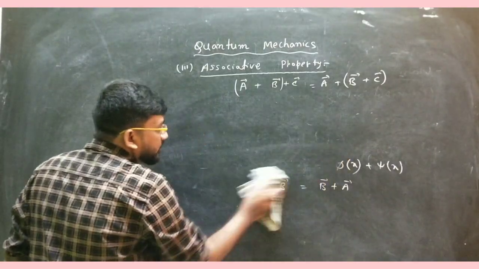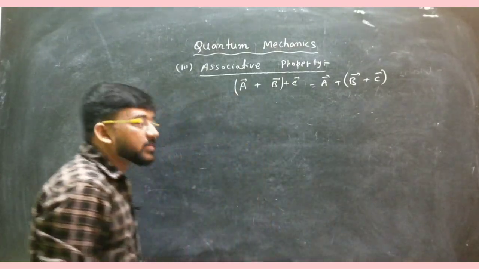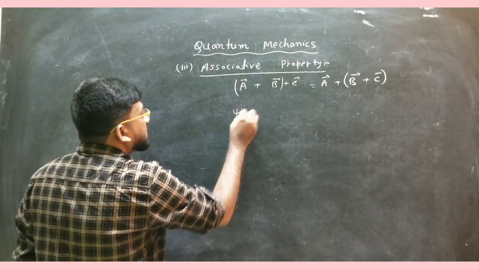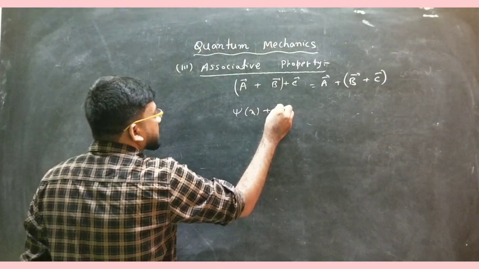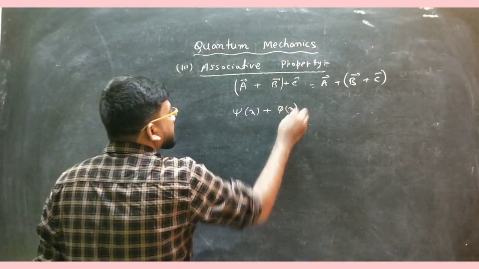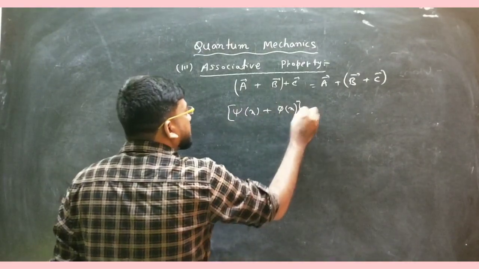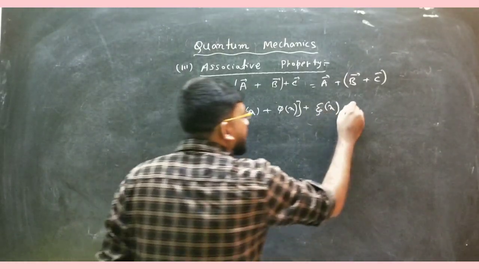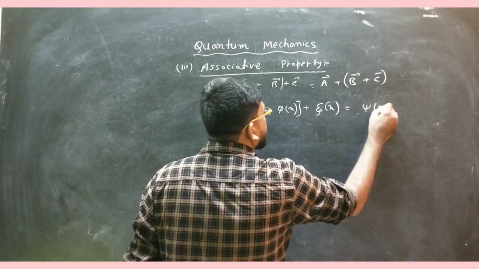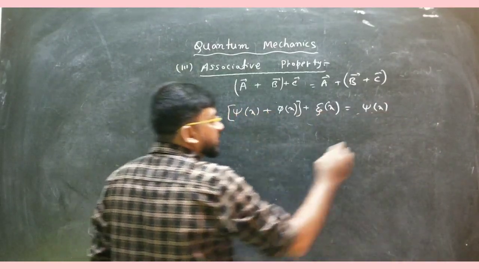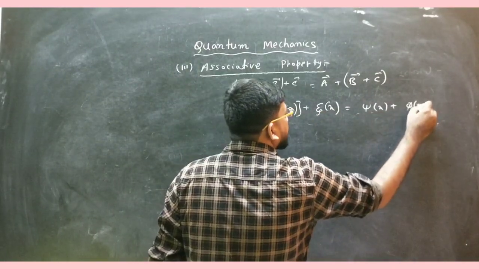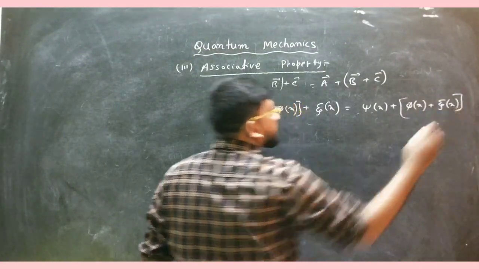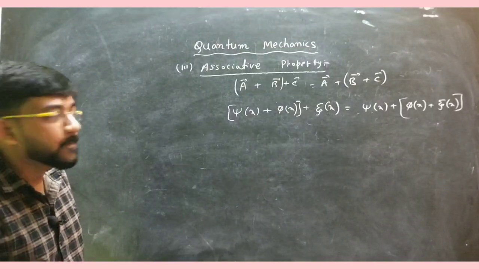Similarly, if we have three functions which are members of Hilbert space, phi of x, psi of x and xi of x, then obviously if you add phi of x and psi of x first, then add xi of x, that will be the same as first adding phi of x and xi of x, then psi of x. So this is your associative property.